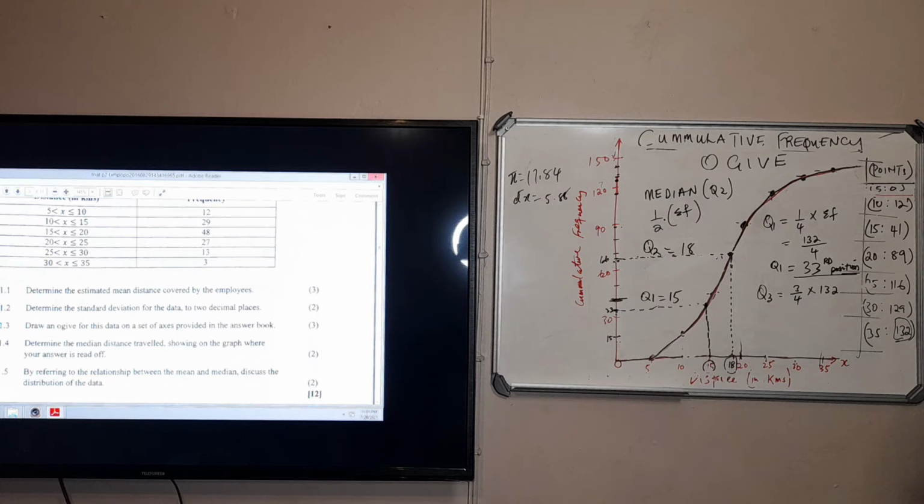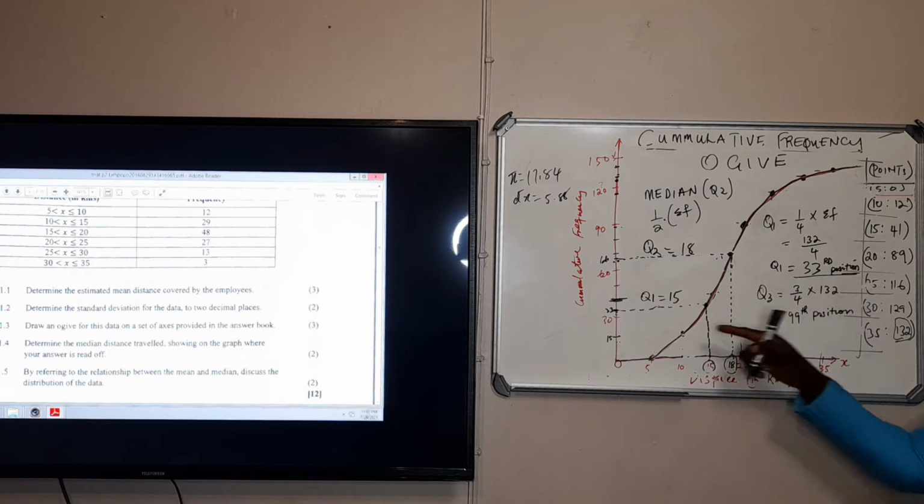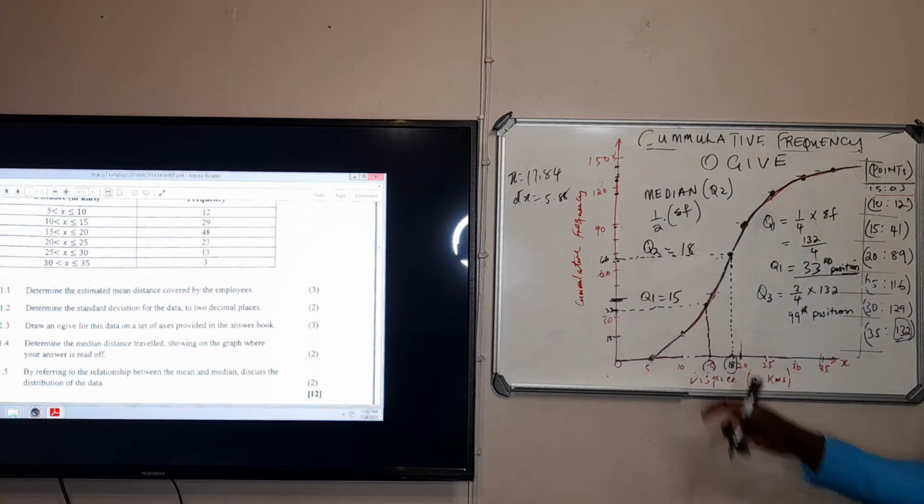I'm resetting the calculator. So it's 3/4 times 132. And then the answer is 99. So you find our upper quartile on the 99th position. Remember what I'm doing here? When you get the answer, it doesn't represent the upper quartile, but it tells you the position on the graph where you can read it from.